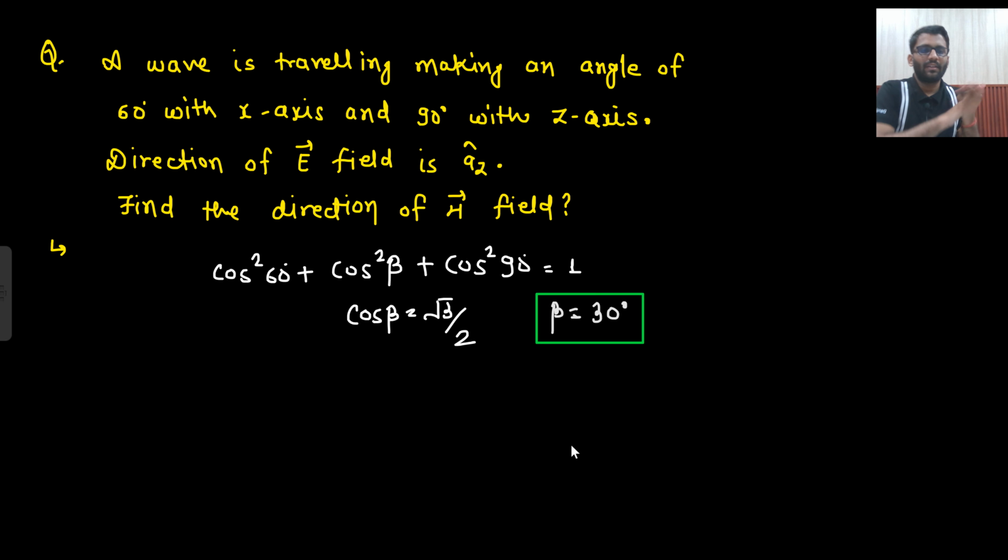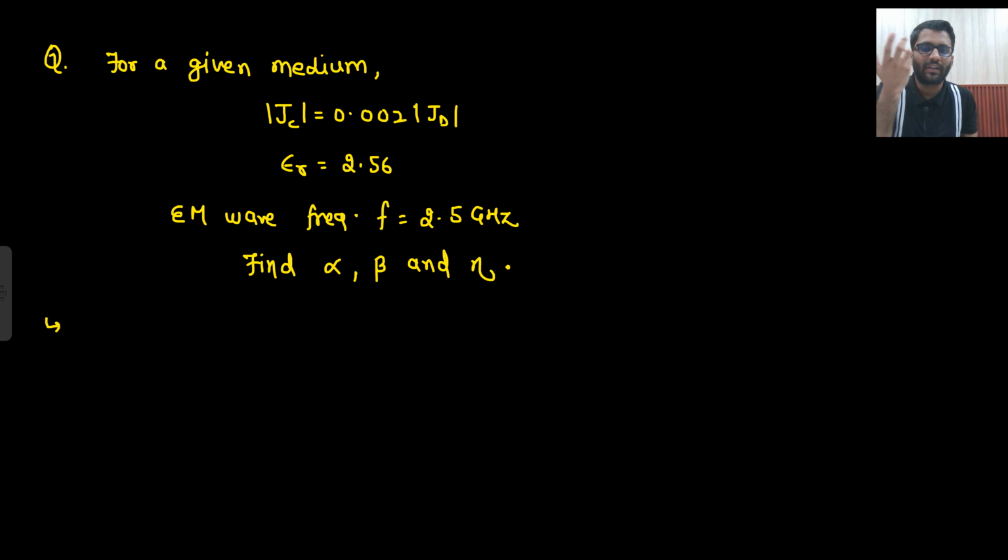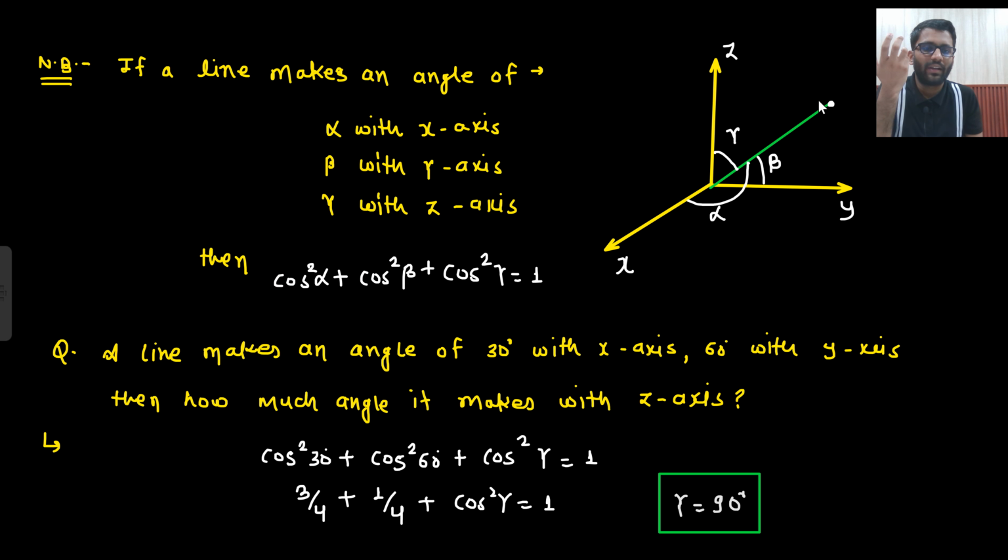Now tell me one thing, let's say there is some line which is making an angle of 30 degree with the y-axis, 60 degree with the x-axis and 90 degree with the z-axis. How will you write down the equation of this line? Equation of a vector. I should have called it a vector. This is a vector, or you can say a line as well, which is making angles of alpha, beta, gamma.